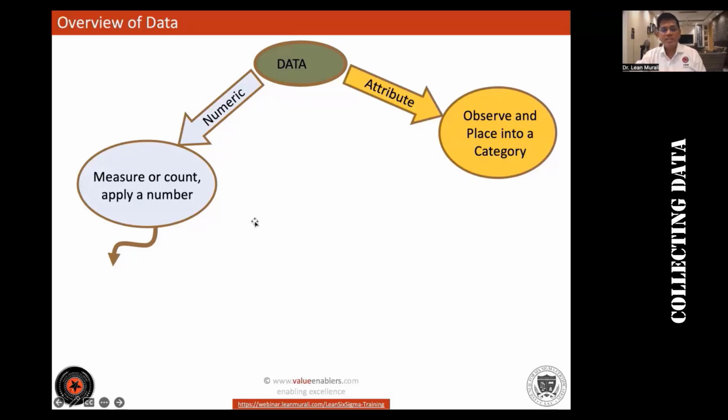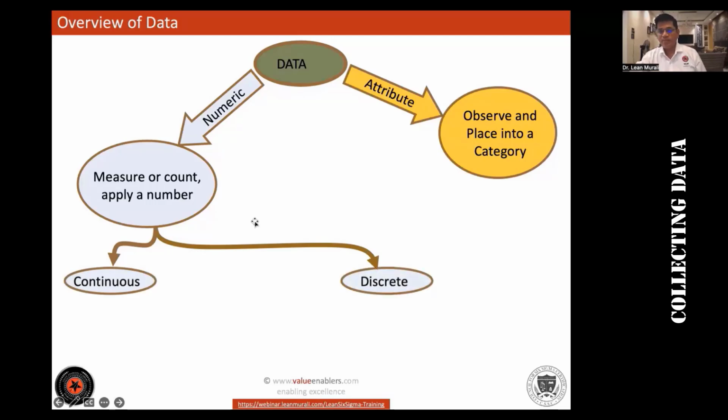So measure or count, there are two things, continuous and discrete. Let me first ask, how many people were there in your class during your first year of college? Just put a number. Okay, 40, 40, 20, 36, 60, fantastic. Now this is called count data, numerical data, but it is discrete.